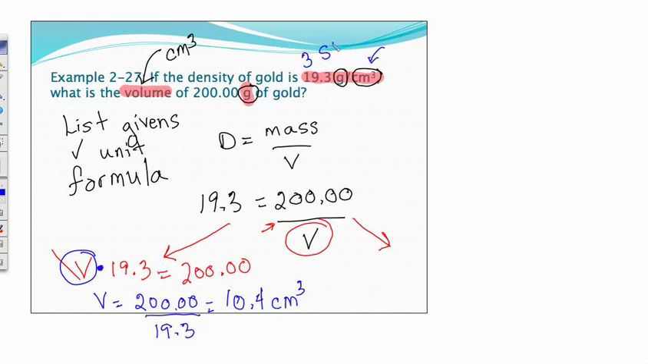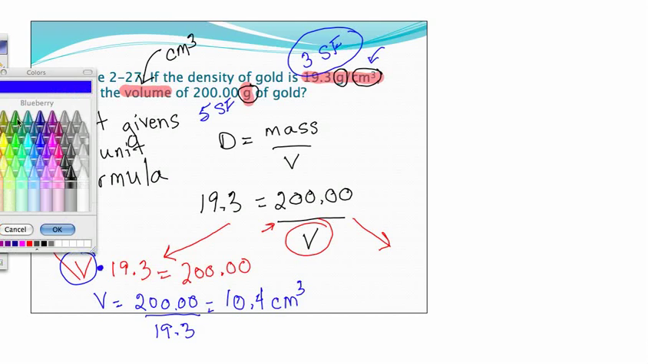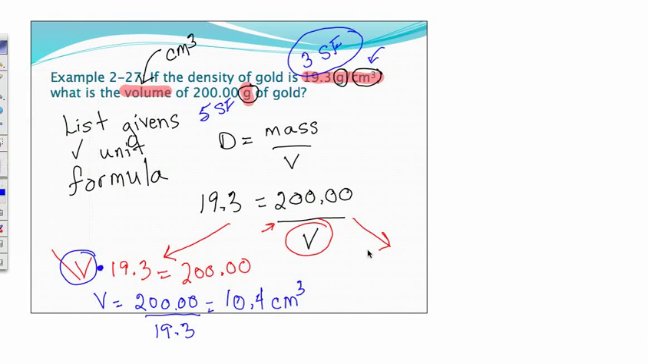Now for sig figs, this has 3 sig figs, this number has 5 sig figs, and remember in multiplication and division you've got to go by the fewest number of sig figs. So that's why I put 3 sig figs in my final answer. Now there is an alternative way of doing this, and let's take a look at that.